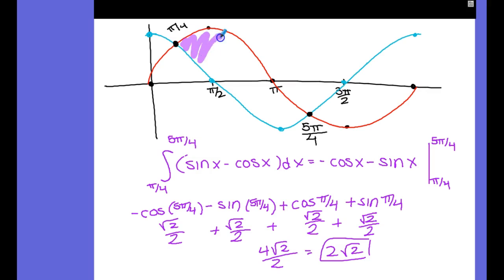So this region in here is about 2 square roots of 2. Now you have your calculators out. You could check our math if you really want to, but you don't have to.